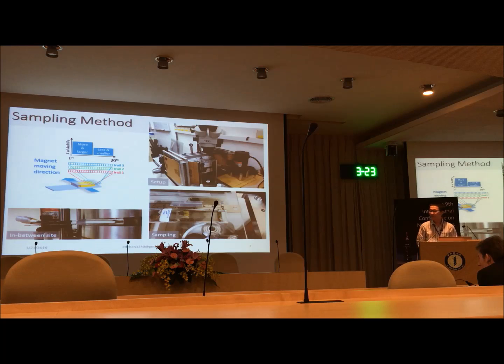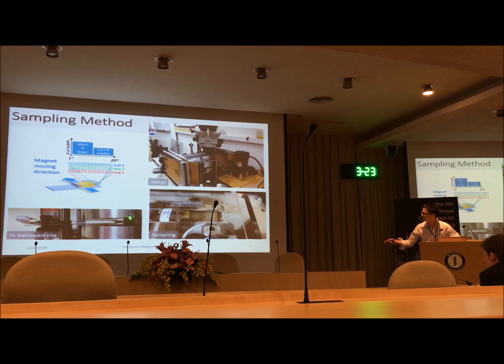And this is our sampling method. Suppose that the magnet moves in this direction, and we divide the length of our cell into 20 sections, and we took pictures in each section, and we did it for 3 trials and took an average. So if the magnet moves in this direction, we can expect there are more and larger gold microplates here and fewer and smaller gold microplates here.